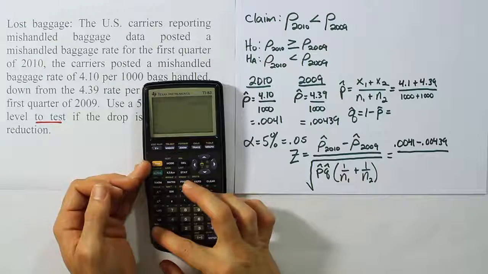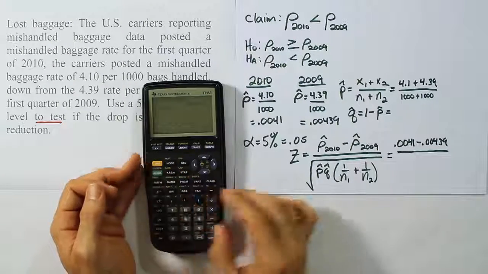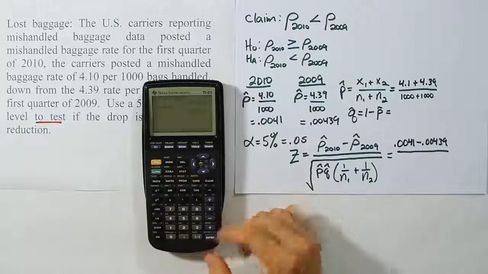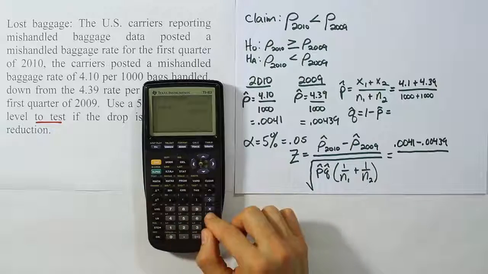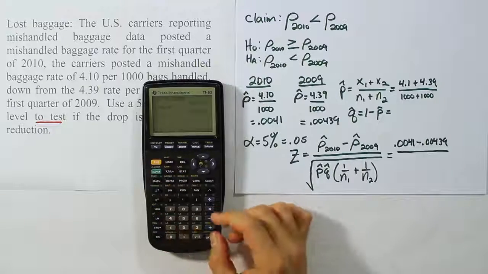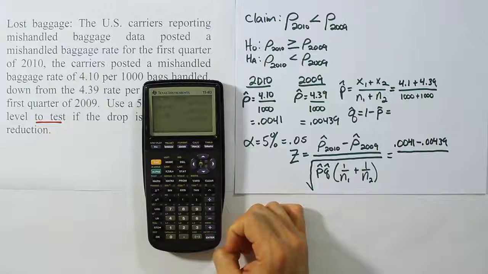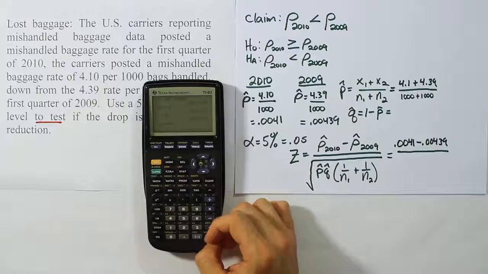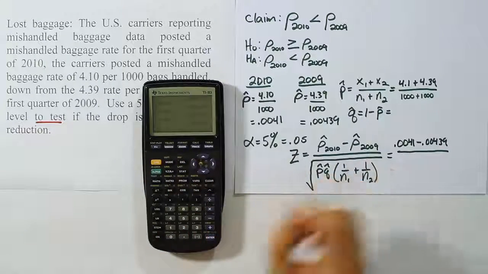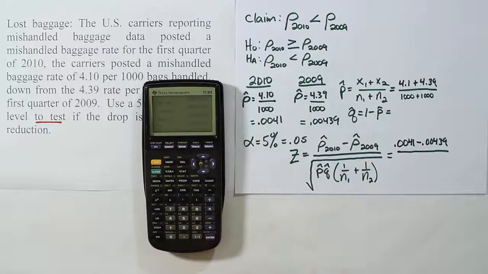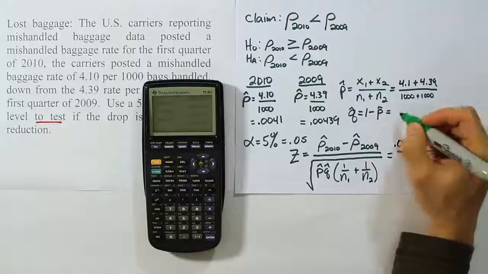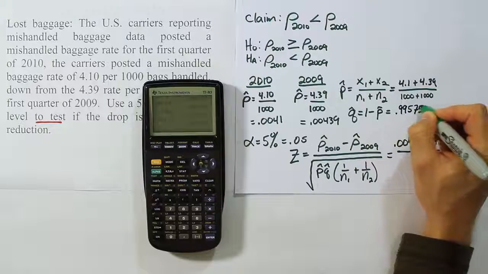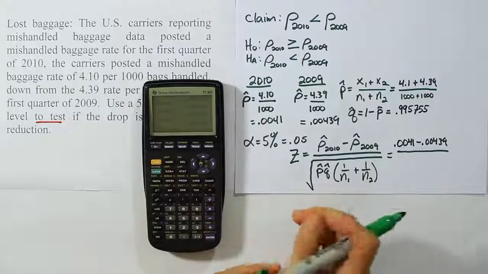I'm going to store that in my calculator as p, so I can use it later in my calculations. Now from there, I'm going to do 1 minus that answer, so that I end up with my q, and I'm going to store that in my calculator as q. This will allow me to enter the values into this formula without doing any rounding, right? Of course, this one turns out to be 0.995755.